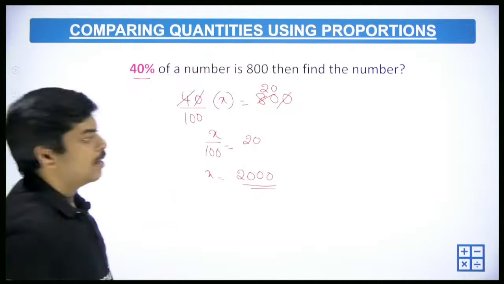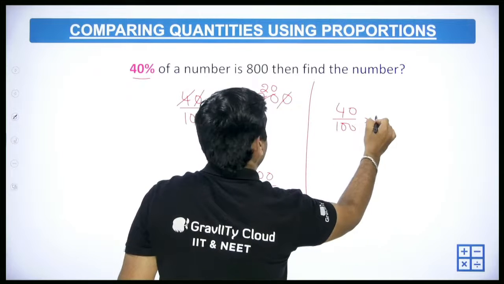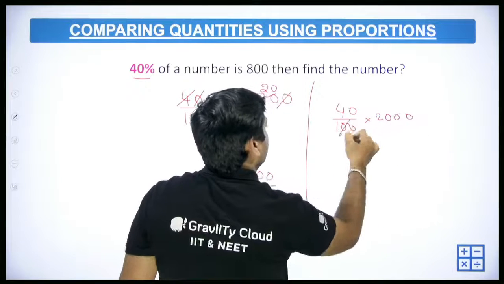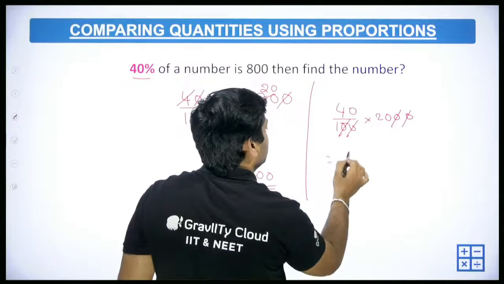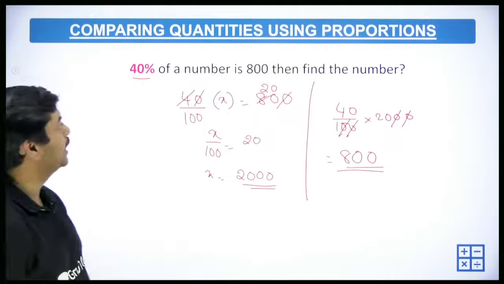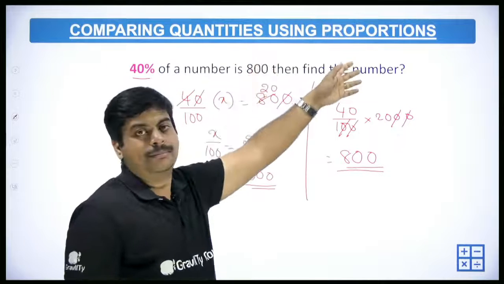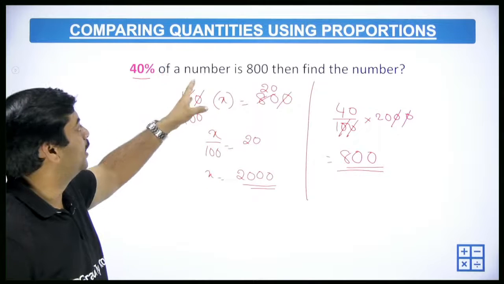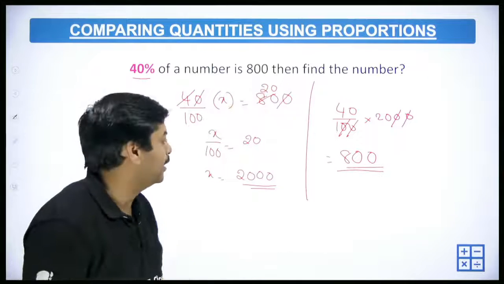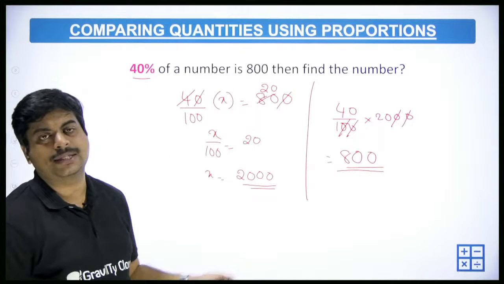So 40% of this number should be equal to 800. Let's verify that. If you want to verify 40% of 2000, the zeros get cancelled, 4 into 2 is 8, and 0 0, so it is 800. Once again, 40% of a number is 800, then find the number. That will give you 2000. So what is the quantity? It is 2000.